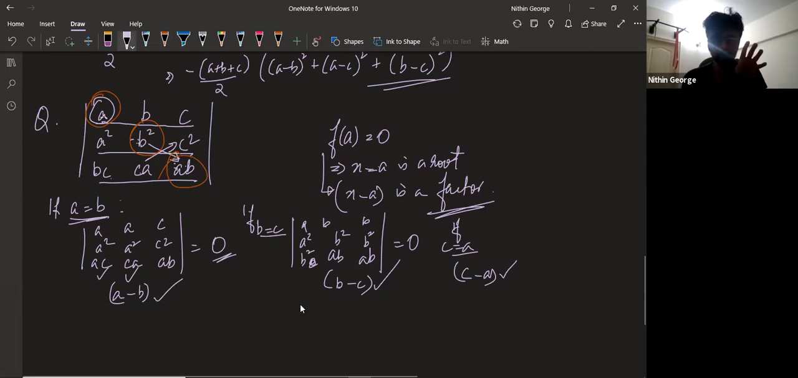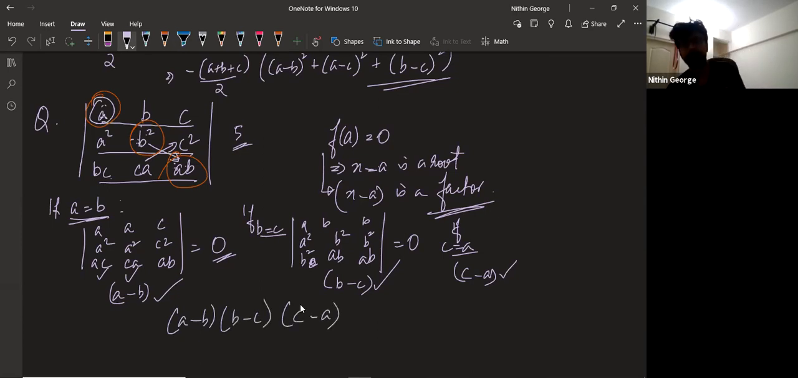Are you with me here, guys? To find the degree of the determinant, once you see that in each row everything is the same degree, you multiply along the diagonal directly. So it's 1, 2, 3, 4, 5. You're expecting a 5th degree value. But you already got these three things here: A minus B, B minus C, C minus A. So these are three factors that we get.